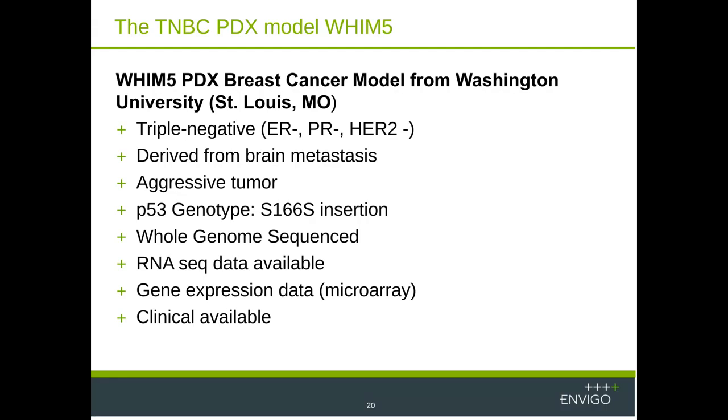So the first PDX model we utilized is called WIM5, and that is a triple negative breast cancer model that was derived from a brain metastases of a very aggressive tumor. It is P53 mutant, and for this particular model, the whole genome sequence data has been published, and we'll be happy to provide that for clients that are interested for model selection purposes. There's also RNA-seq data and gene expression data, in addition to the clinical data.